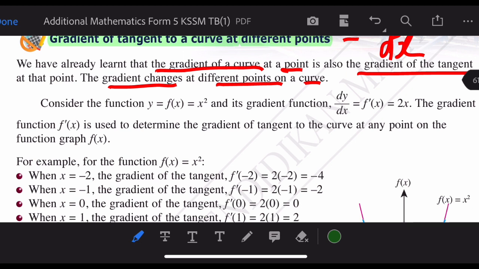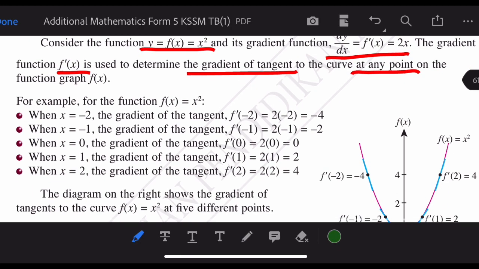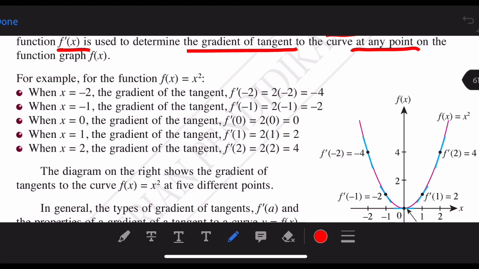Consider a very simple function like y = x². If you differentiate, dy/dx, you get 2x, right? The gradient function, you can write as f'(x), is used to determine the gradient of tangent to the curve at any point. That means each point on the curve got its own gradient, right? Okay, let's understand the concept. So let's say this is the curve y = x².